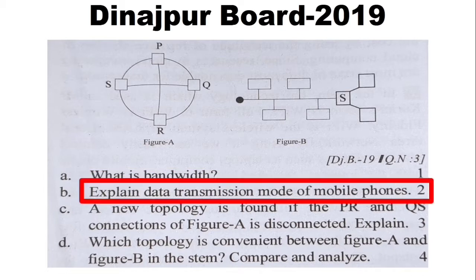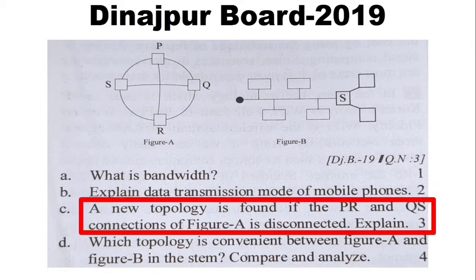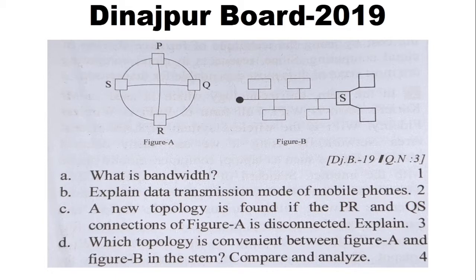Number B, explain data transmission mode of mobile phones. We have to explain the mode for mobile phone. And here you can see another question. Number C, a new topology is found if the PR and QS connections of figure A are disconnected. We have to explain what will be our new topology. And last one, number D, which topology is convenient between figure A and figure B in the stem. Here you have to compare and analyze the question answer.